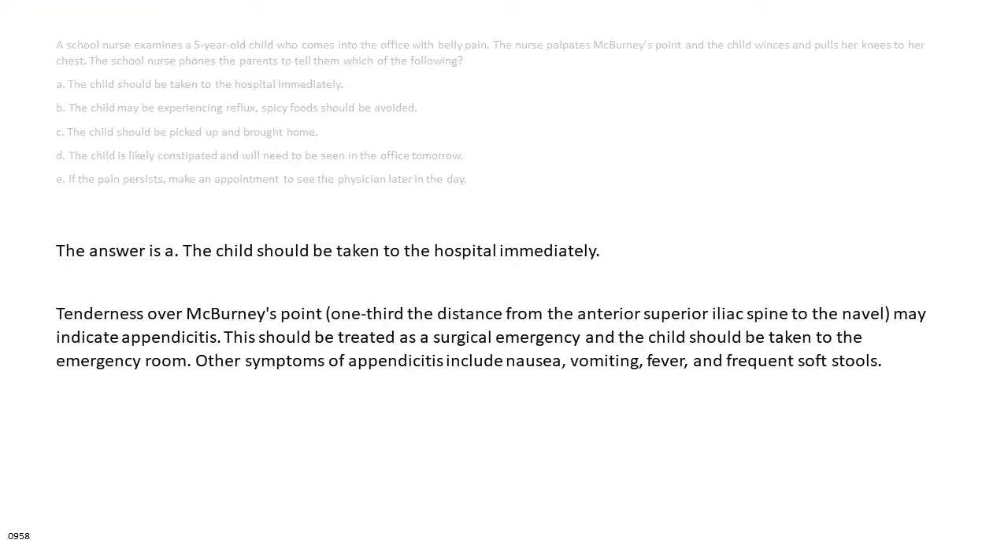The answer is A. The child should be taken to the hospital immediately. Tenderness over McBurney's point, 1/3 the distance from the anterior superior iliac spine to the navel, may indicate appendicitis. This should be treated as a surgical emergency and the child should be taken to the emergency room. Other symptoms of appendicitis include nausea, vomiting, fever, and frequent soft stools.